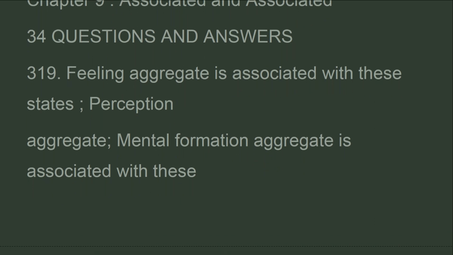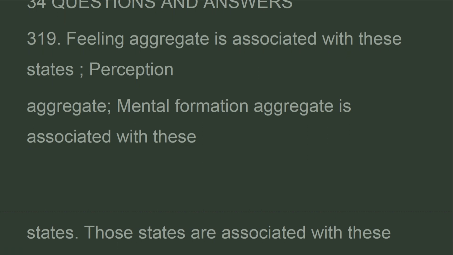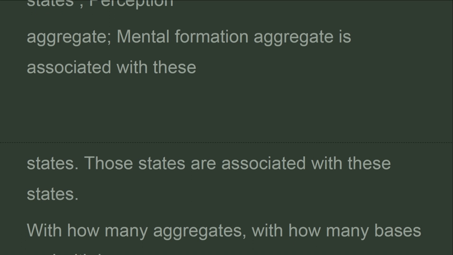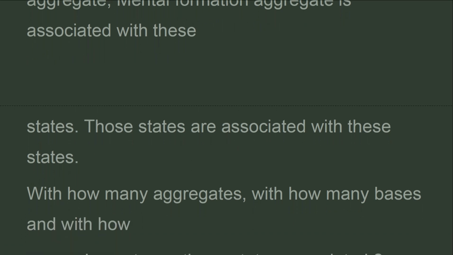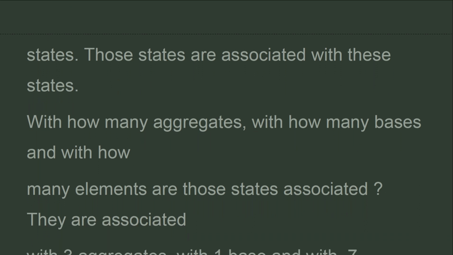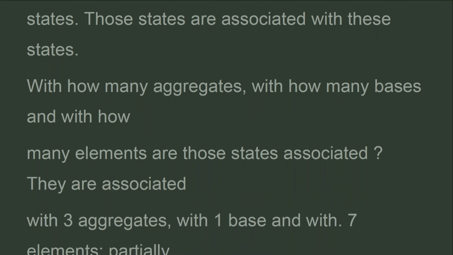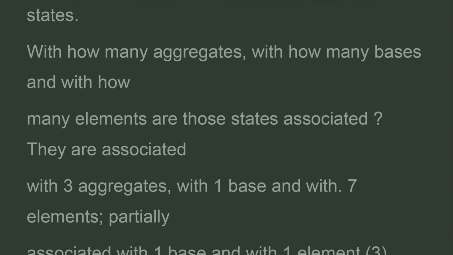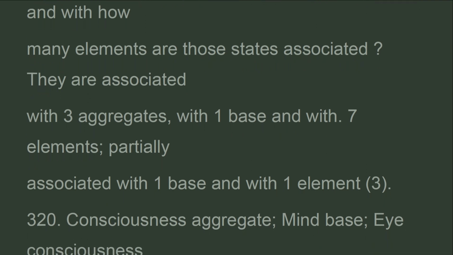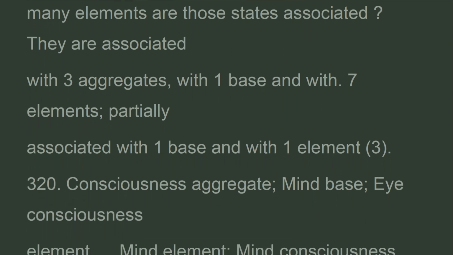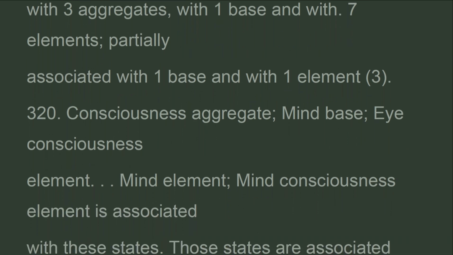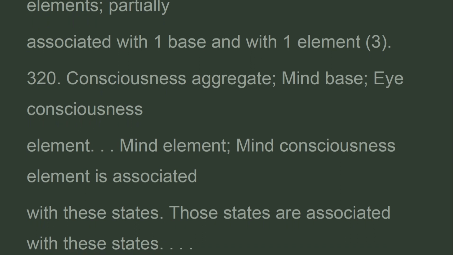319. Feeling aggregate is associated with these states. Perception aggregate. Mental formation aggregate is associated with these states. Those states are associated with these states. With how many aggregates, with how many bases and with how many elements are those states associated? They are associated with three aggregates, with one base and with seven elements. Partially associated with one base and with one element.